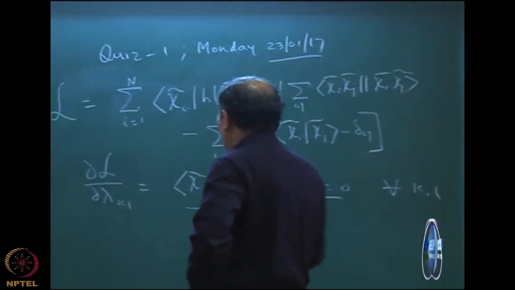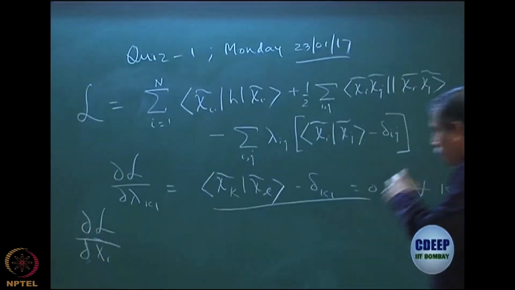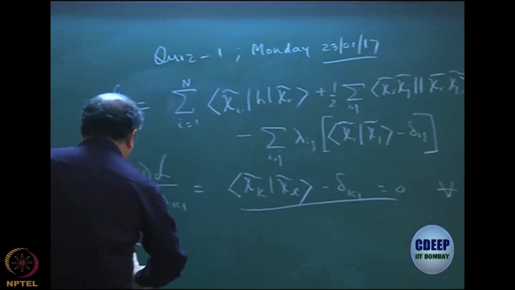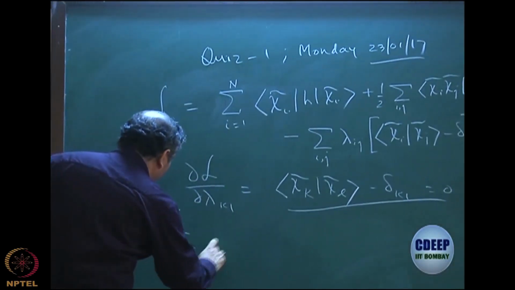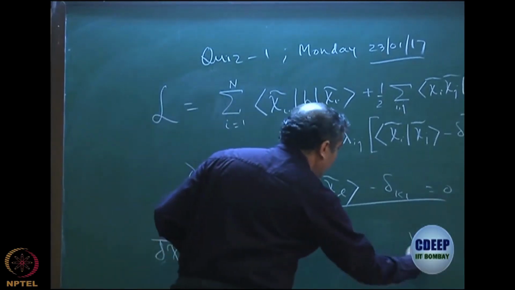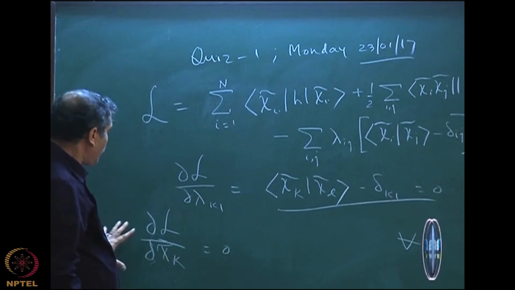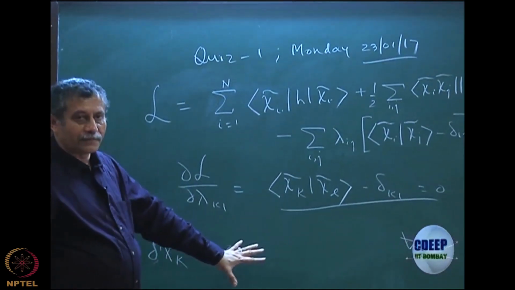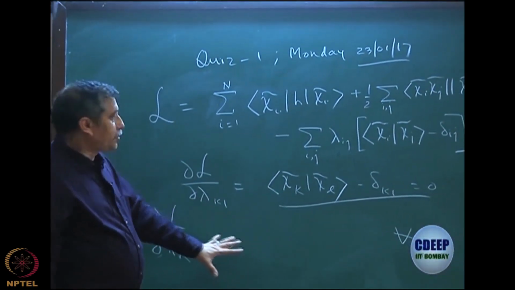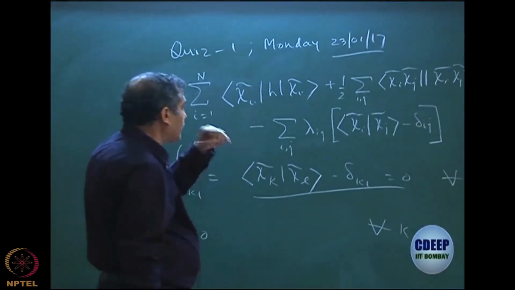What is important is the next set of equations, which are the first derivatives with respect to any particular chi k tilde, set equal to 0, for all k. That will be my set of equations, and we would like to see what we get out of this. So this is the important equation, with chi k tilde.